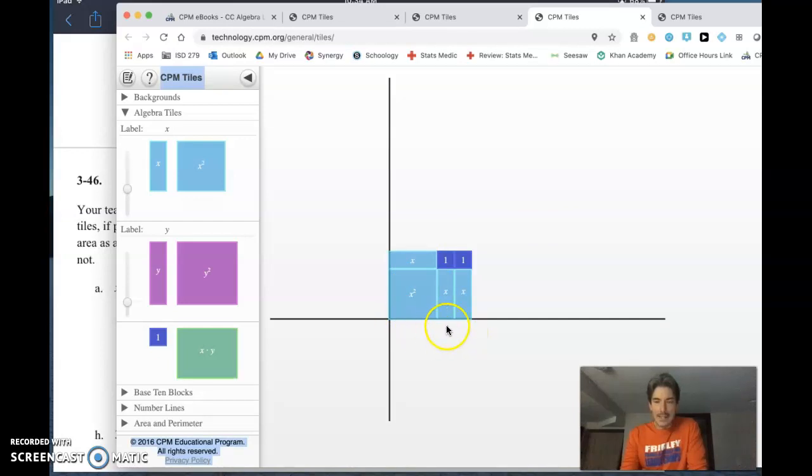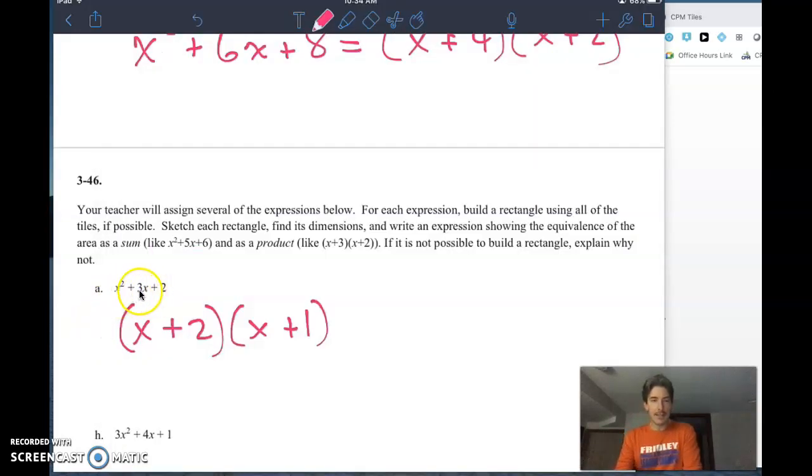How wide is this? X and 1 and 1. That's x and 1 and 1. That's going to be x plus 2. All right, what do I got right here? X and 1. Well, that's actually pretty nice. So here I've got the area as a sum. Here I've got the area as a product. And golly gee, they, just like before, are going to be equal.